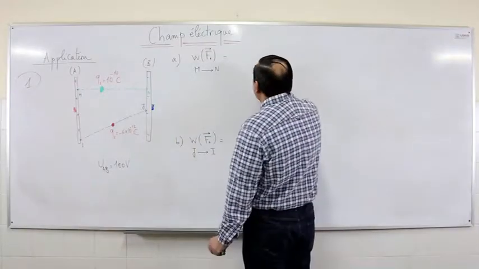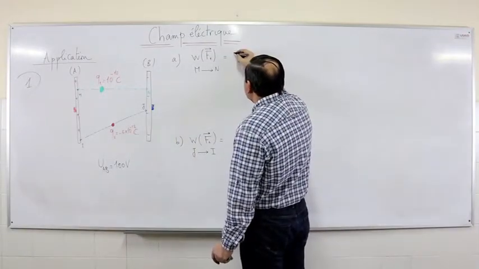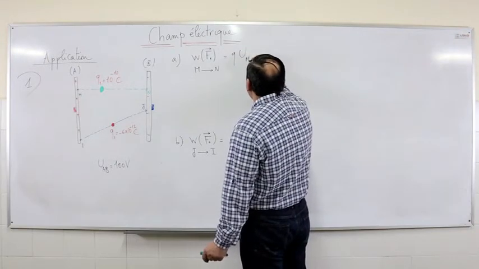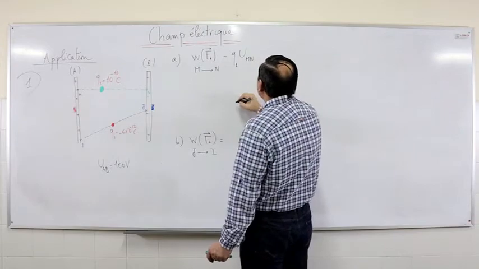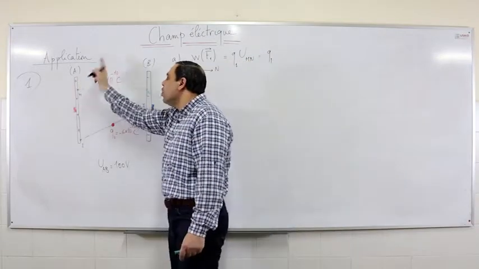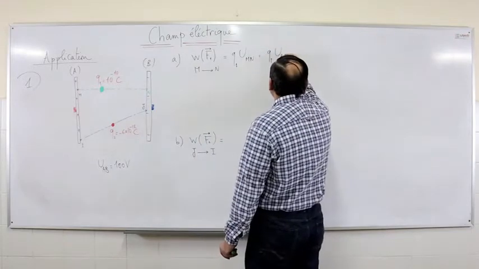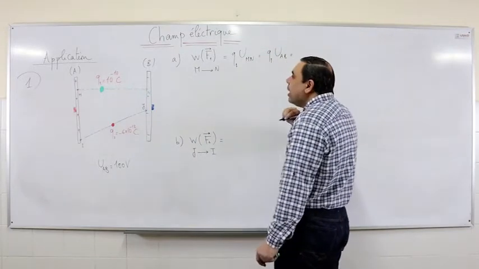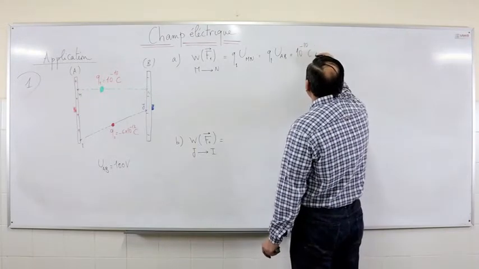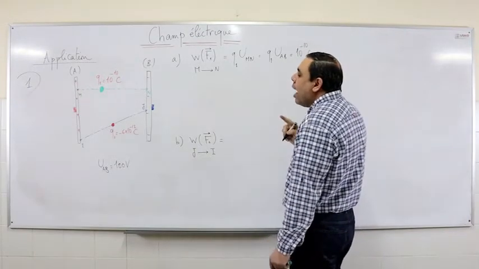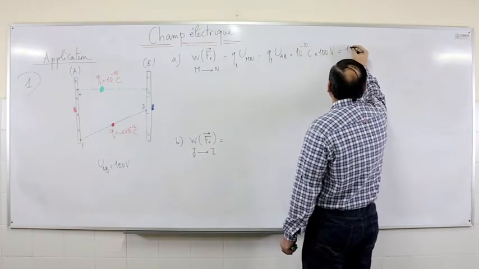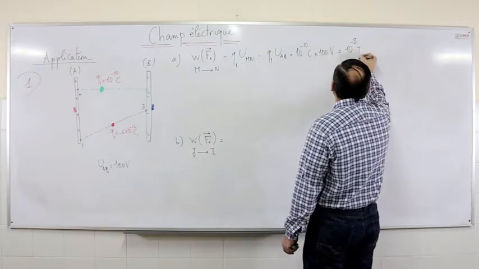The work of the electric force is Q1 multiplied by UMN. UMN is the voltage UAB. Q1 is equal to 10 exponent minus 10 coulombs, multiplied by UAB, which is equal to 100 volts, and the result is 10 exponent minus 8 joules.